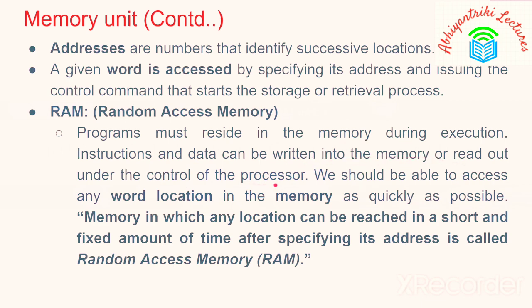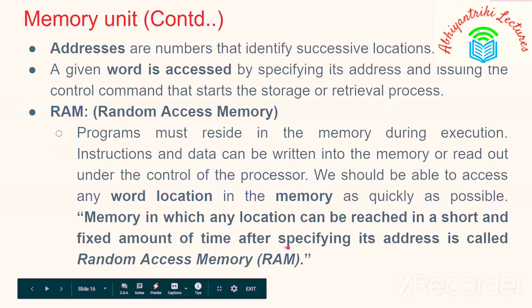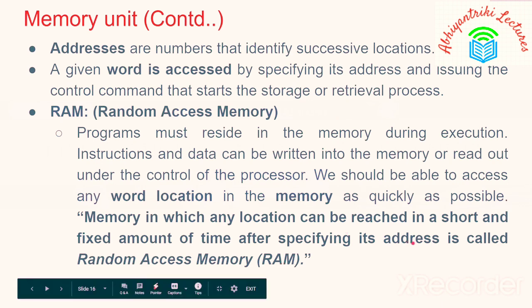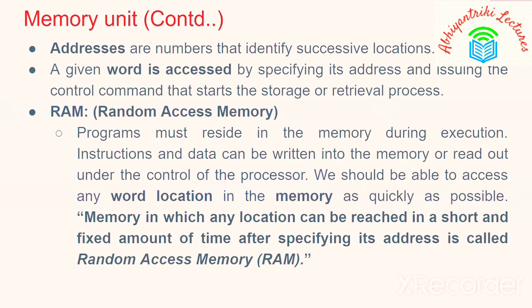We should be able to access any word location in memory as quickly as possible. Memory in which any location can be reached in a short and fixed amount of time after specifying its address is called random access memory. Otherwise, the processor would have to go to main memory to fetch each and every instruction, which takes a lot of time. That is why we make use of random access memory, so the processor need not go to main memory each time.